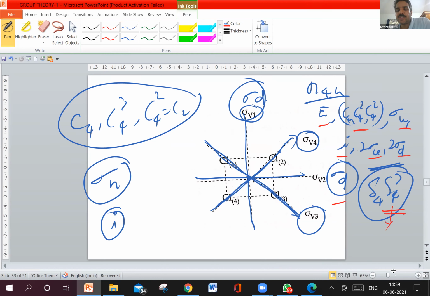Okay, this is the simplest method to find out the number of classes, or the conjugate elements, in a point group. Do you understand? Can you follow me?